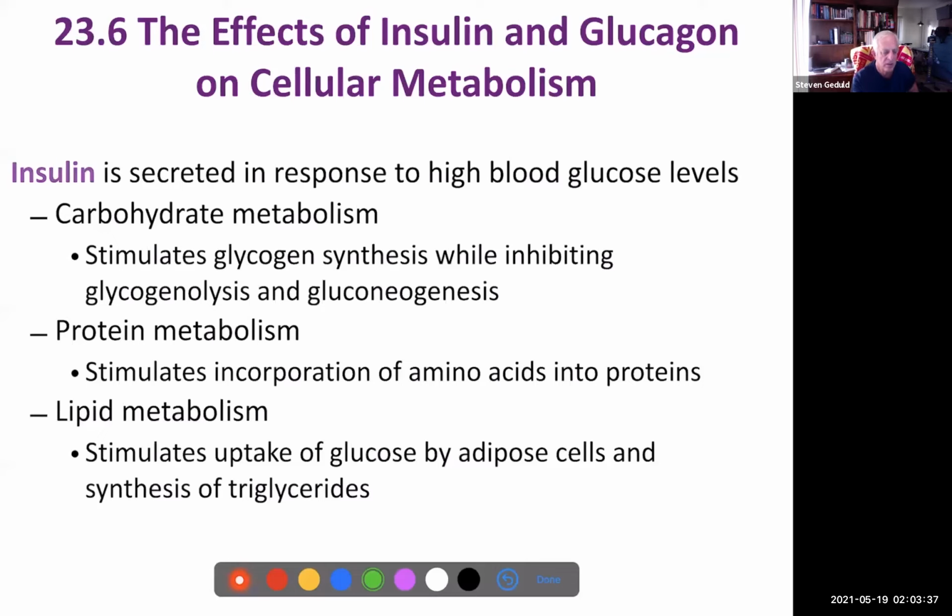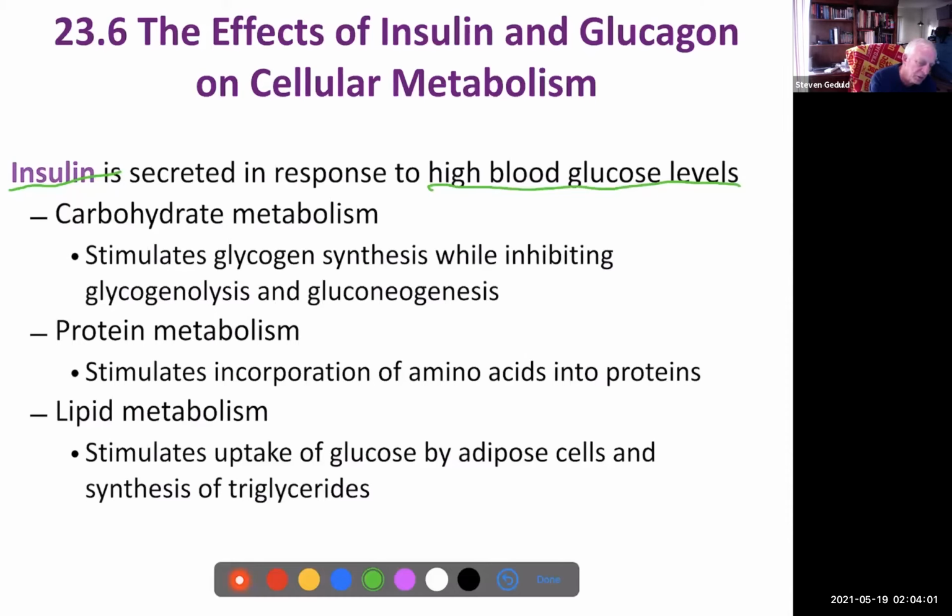Okay. So the effects of insulin and glucagon on cellular metabolism. Insulin is secreted in response to high blood glucose levels. Remember, high blood glucose is high sugar in your blood. You produce insulin. Low blood sugar produces glucagon. They're both secreted by the pancreas. So insulin is secreted in response to high blood glucose levels.